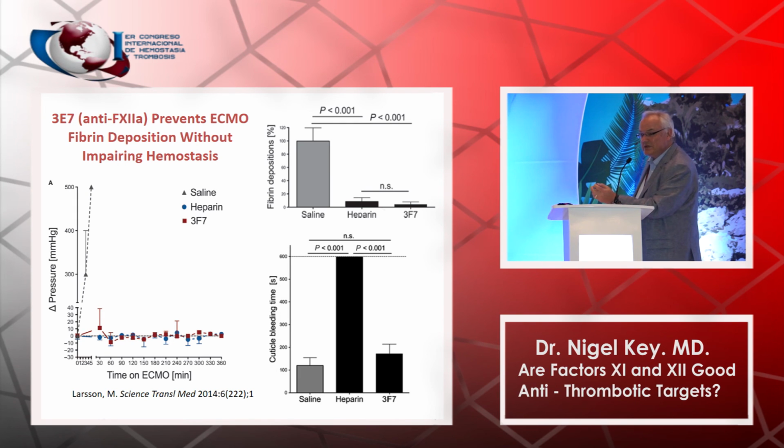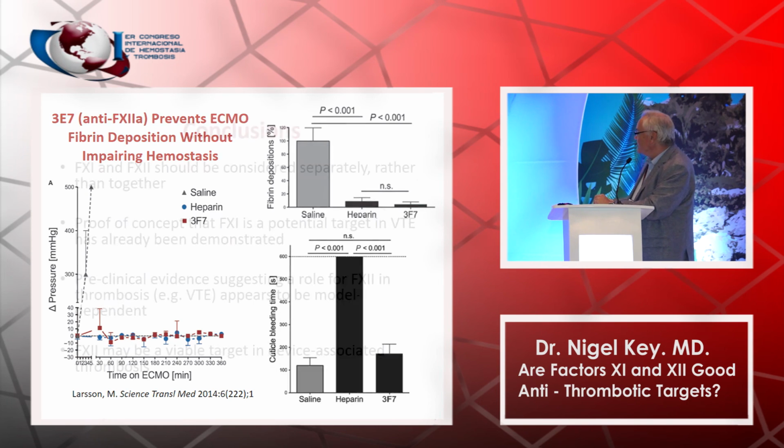So on these animals, they did a cuticle bleeding time, which means cutting into the tissues below the cuticle. This is not just platelet dependent, this depends on the hemostatic system. Saline here, obviously they're not anticoagulated, very little bleeding. Heparin, as you'd expect, quite a lot of bleeding, and the 3F7 antibody, essentially no bleeding. So is this the best of both worlds, so to speak? Well, maybe. We'll have to see, but certainly it's very interesting, encouraging data.